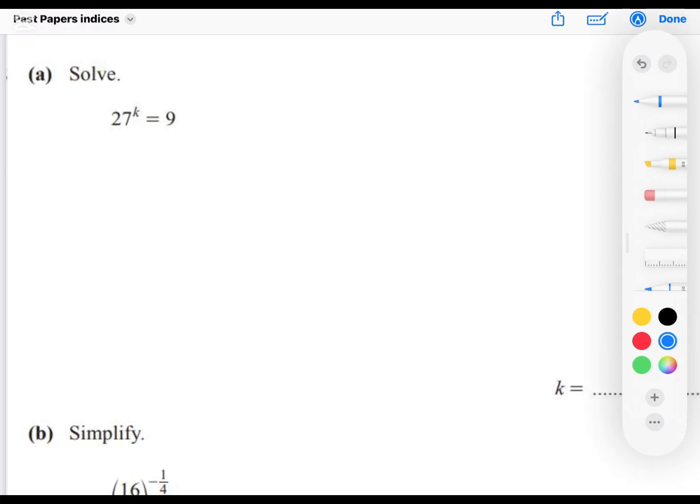Now again we have to solve. This means we have to find the value of the variable that is in the question, that is k. Now we have a rule. I told you that if both bases are the same, then the bases will be cancelled out and the powers will become the base. Right now I have to find the value of k, and k is written on the power of 27. So always remember, to find the value of k, we must make the bases the same on both sides.